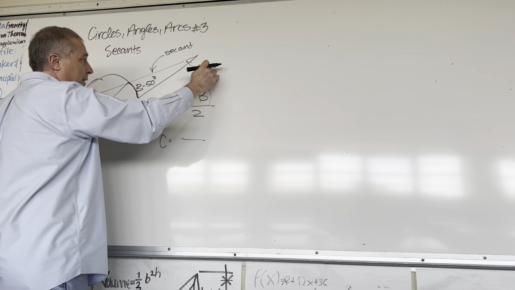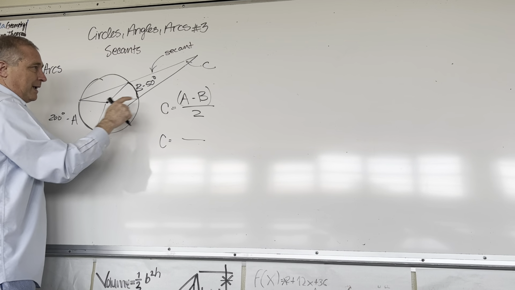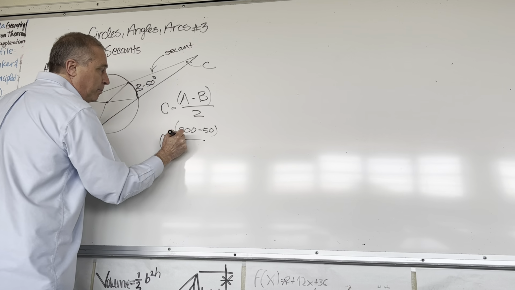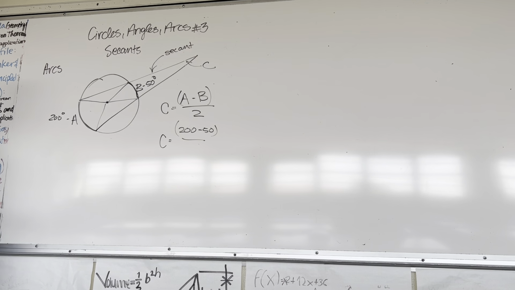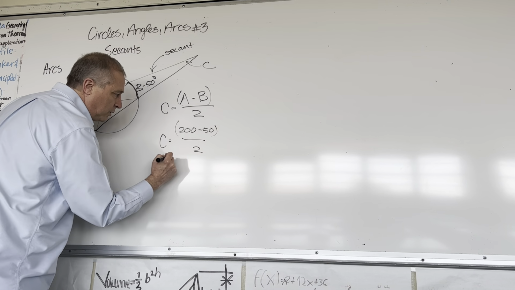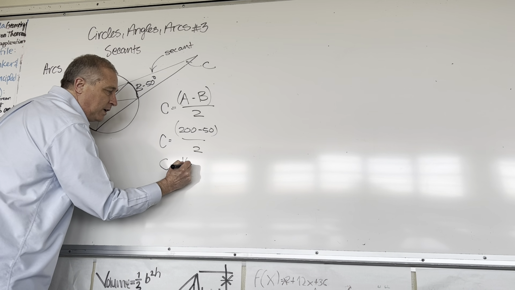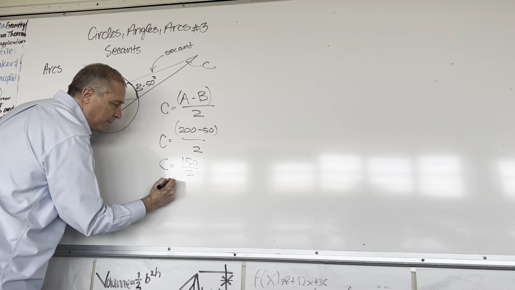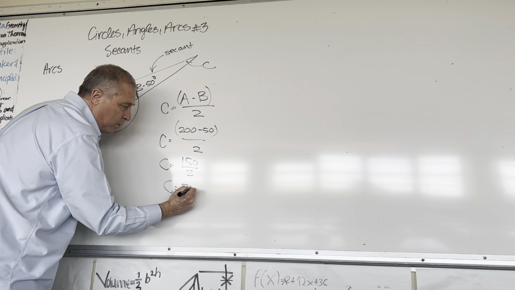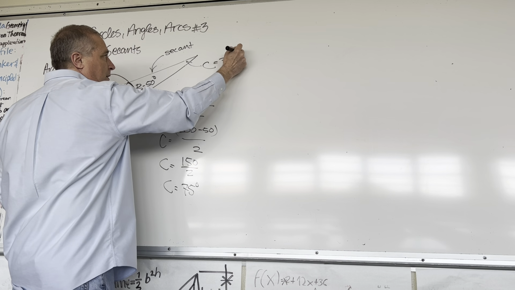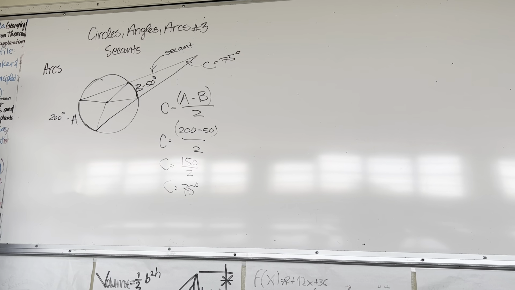We're wondering how much C is. So we'd take A at 200. We'd subtract out 50, put it in parentheses because you're going to do that first, and then divide it by 2. So C is going to be 200 minus 50, which is 150, divided by 2. The measure of this angle or rotation up here is 75 degrees. Pretty cool?